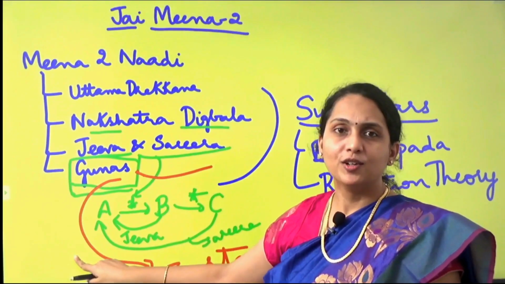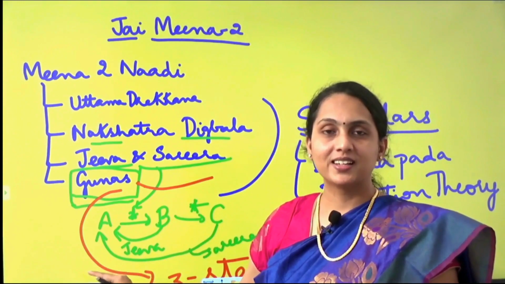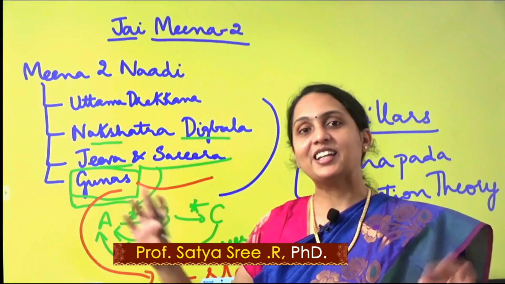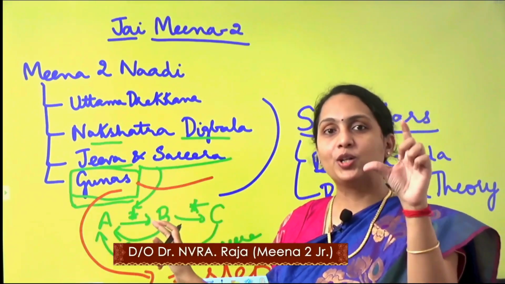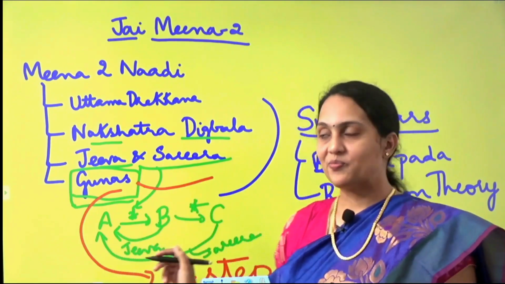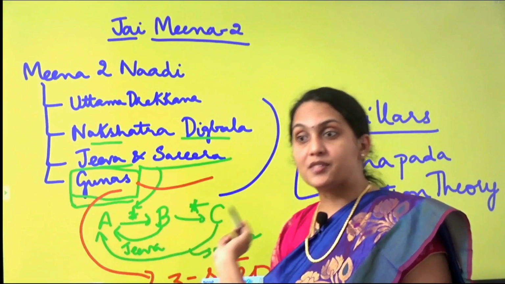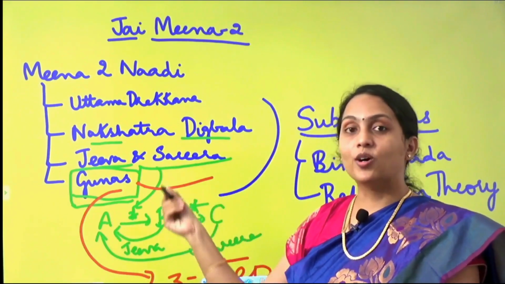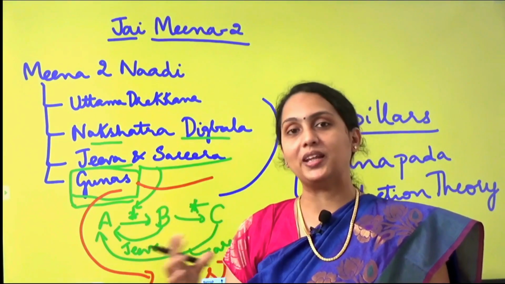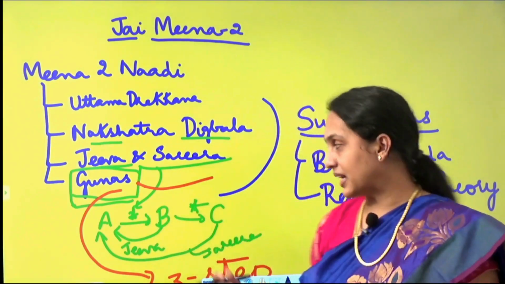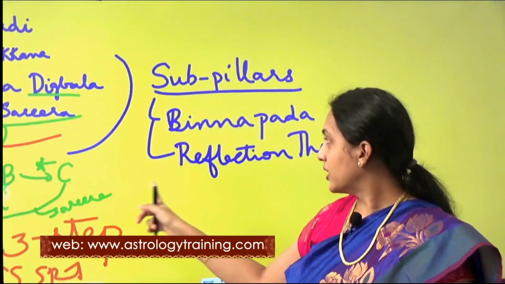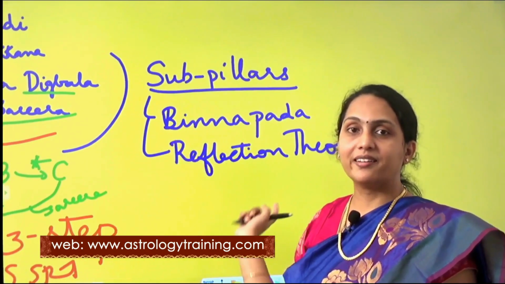I can be talking for hours on each of these pillars, but one session might not be enough, so we have broken down each of these pillars to be brought to you in bite-sized videos, which will be coming up on the Meena2 online channel. Apart from these 4 pillars, there are also 2 sub-pillars to this system, which is again unique to Meena2 Nakshatra Siddhantha, and which play a mighty role in predictions using stellar astrology: the Bhinnapada and the reflection theory.